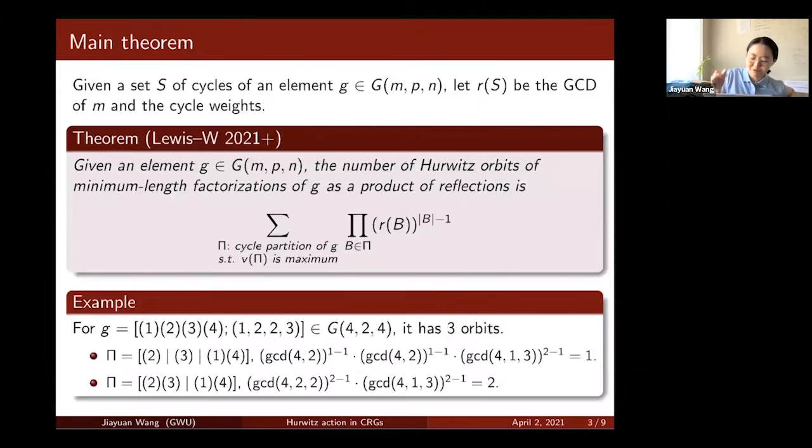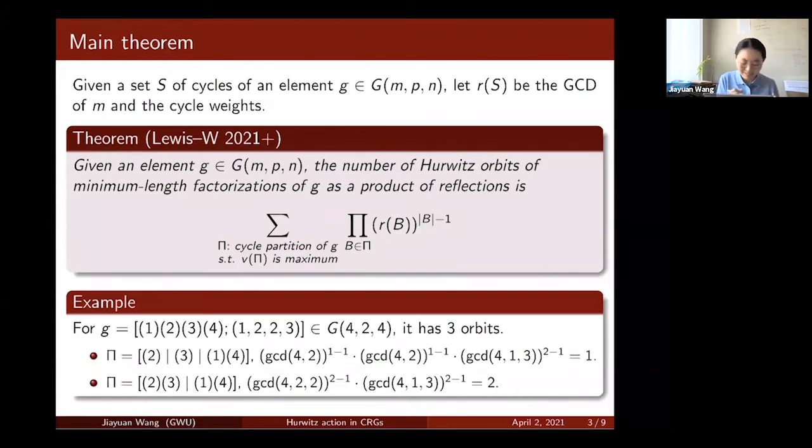So this is our answer, which says that given an element in G(m,p,n), the number of Hurwitz orbits will be this big summation over all cycle partitions such that they have the maximum value. And for each such cycle partition, we have this product going over all the parts of the cycle partition. For each part B, we compute this quantity R(B), which is the GCD of m and all those cycle weights of the cycles in that part, and raise that to the power of the size of the part minus 1.